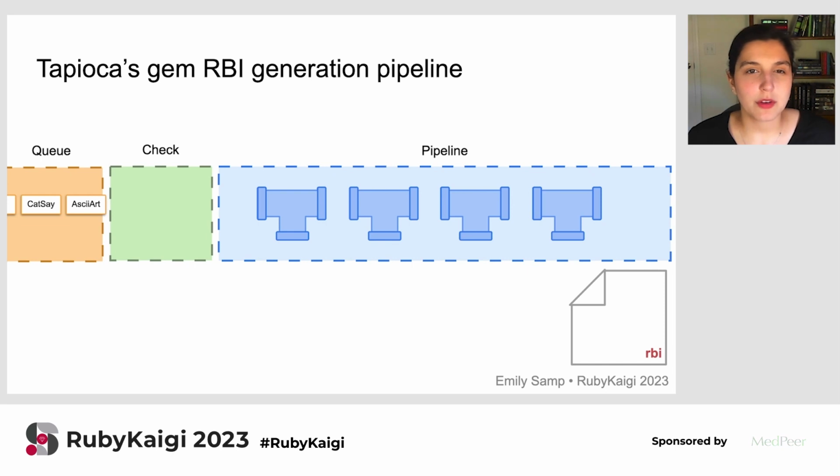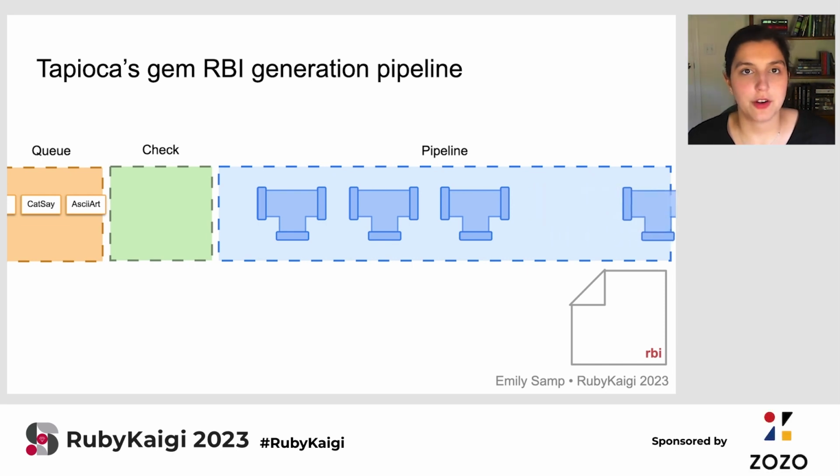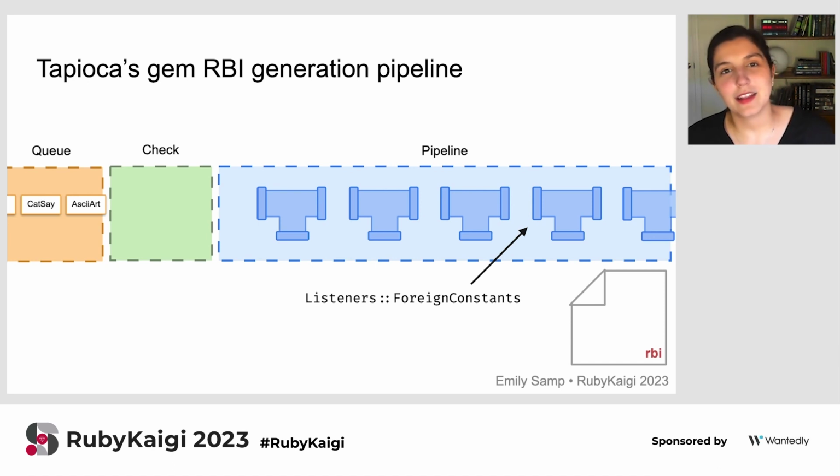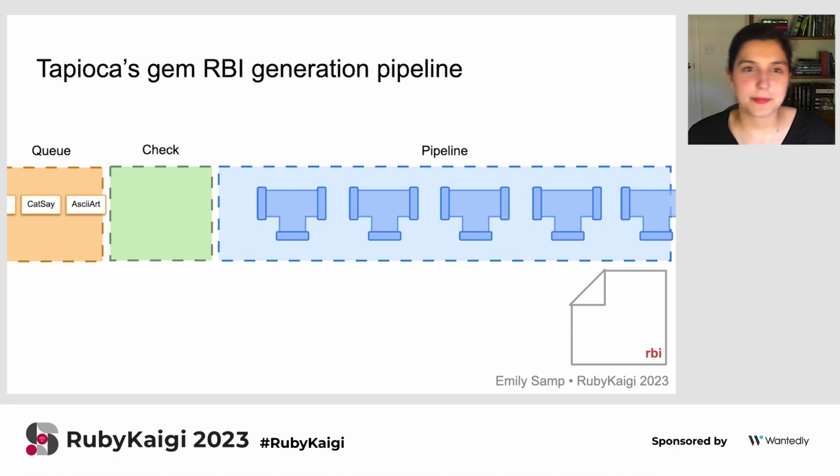The first step towards finishing our implementation was to create a new listener called the foreign constants listener. This is the listener that's going to use the mixin tracker to figure out whether we should process a foreign constant, also known as a constant that wasn't originally defined in the gem. Let's take a closer look at how this works.